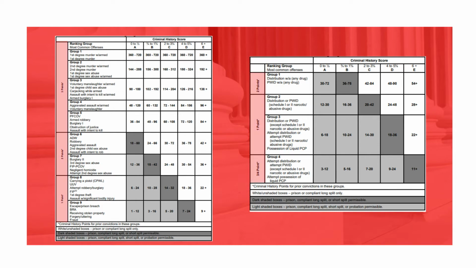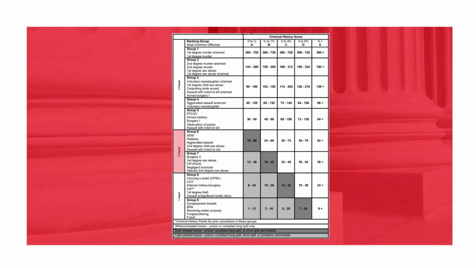Along the left side of the offense severity groups, you will see the number of criminal history points that are associated with prior convictions for offenses in each group. So, for example, someone who has a prior robbery conviction will have a criminal history score of 2 points. In an upcoming video, we will explore how to calculate criminal history score. Now let's bring this all together with an example.